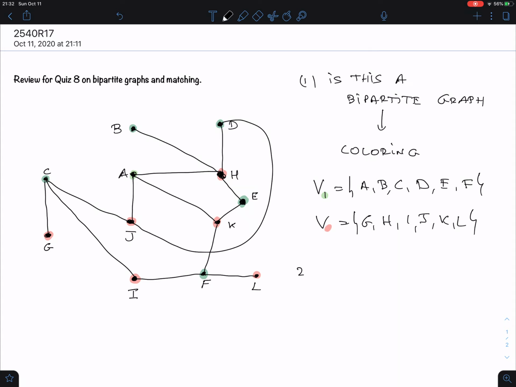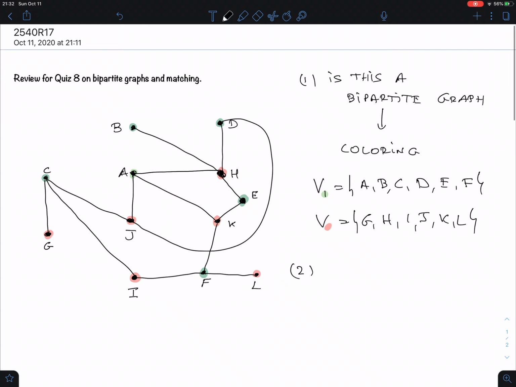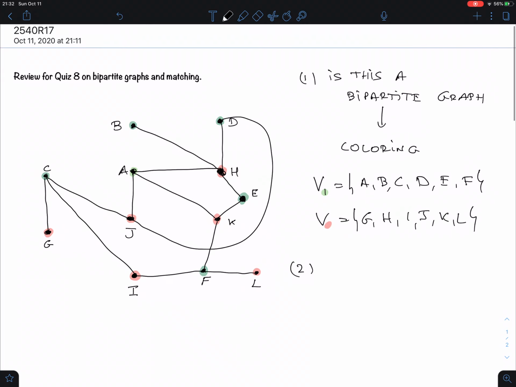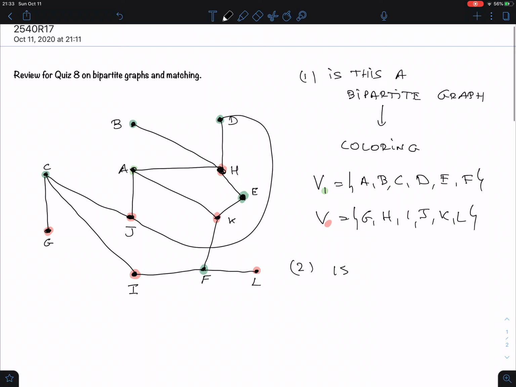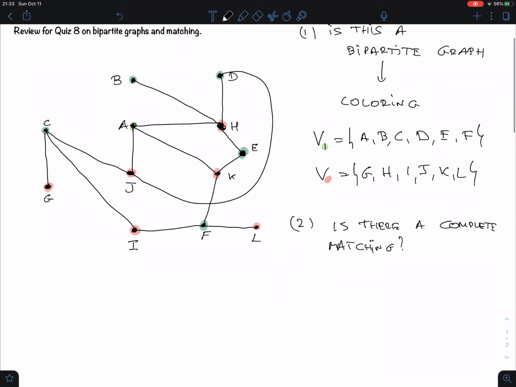The second question is now: is there a match? Now that we have V1 and V2, they both have 6. So if there's a complete or perfect matching, then it will be 6. The 6 green guys will be matched with the 6 red guys. So is there a perfect or complete matching? How do we solve this?